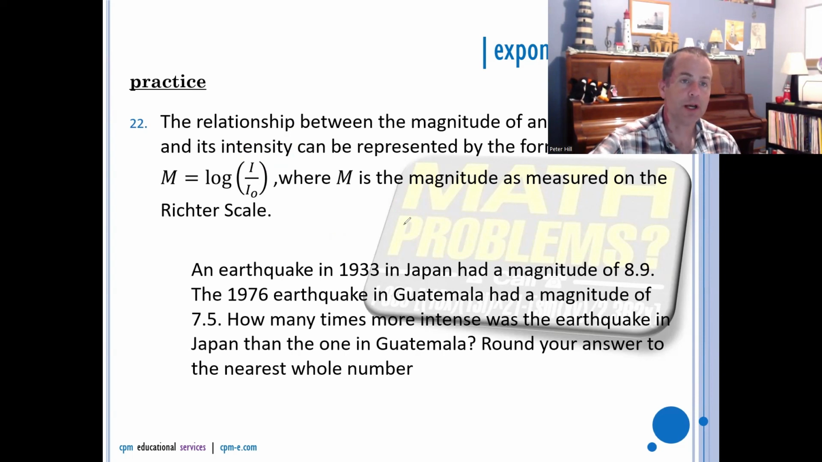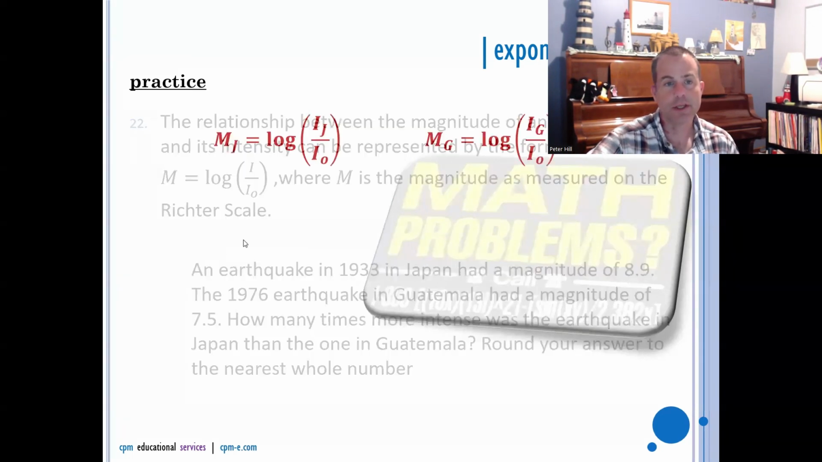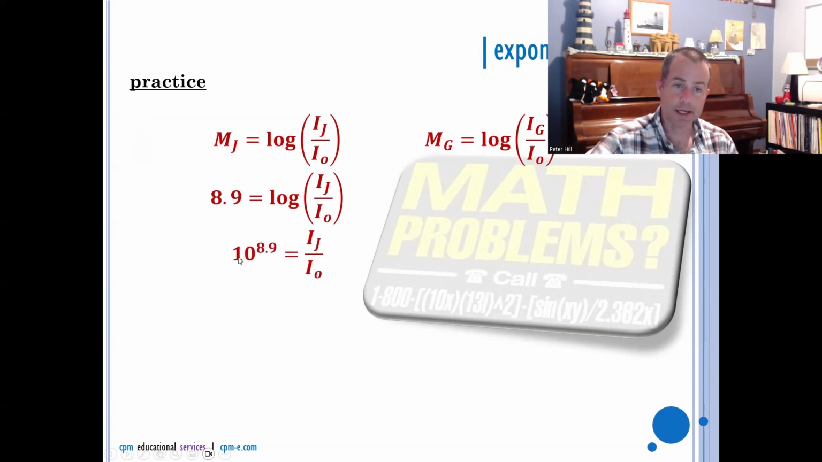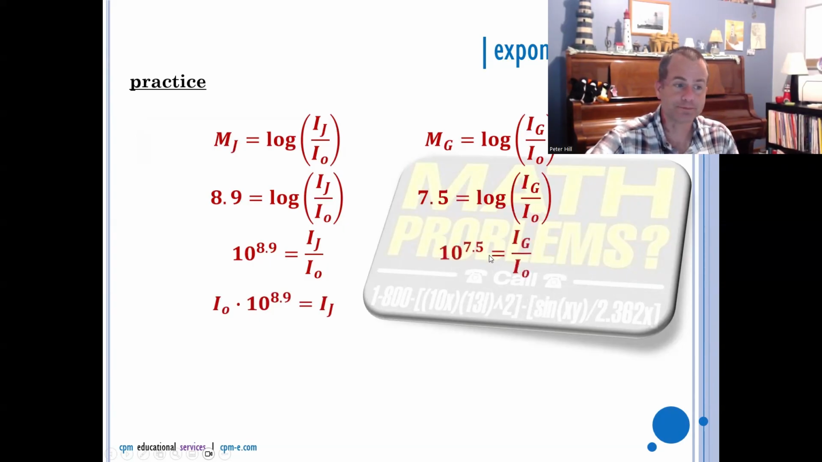Okay, so here I go. I'm going to treat this like a system of equations, but I'm going to have my magnitude of Japan versus my magnitude of Guatemala. So that's why I have J's and G's there. I'm just going to switch this to exponential form. So I plugged in the 8.9 and then I went 10 to the 8.9 and then I multiplied by I0, just like I did on that previous slide. Then I'm going to do the same thing over yonder and get a very, very similar statement.